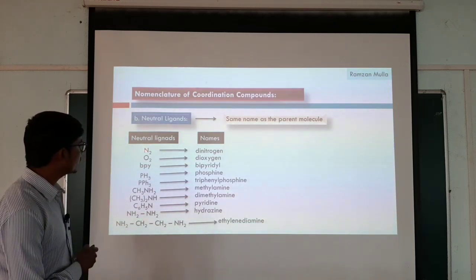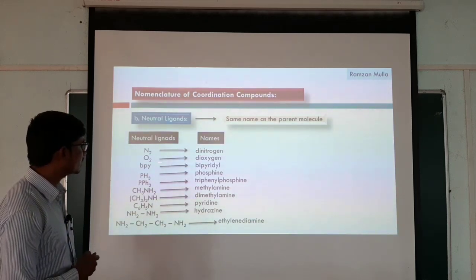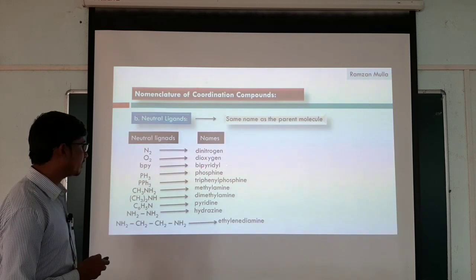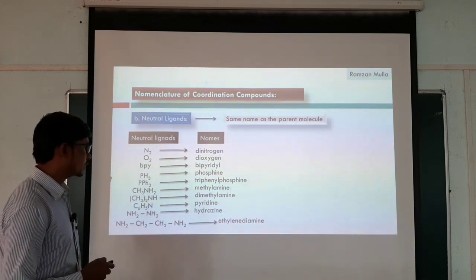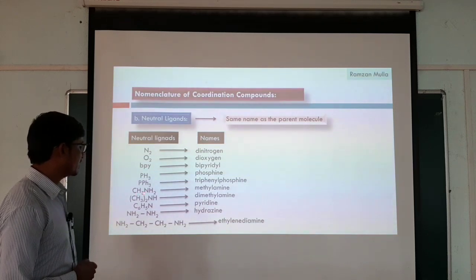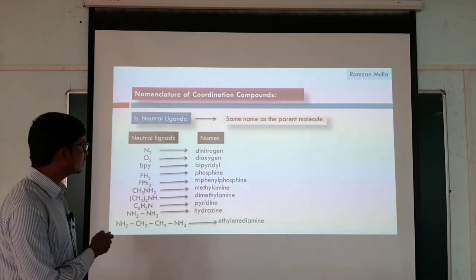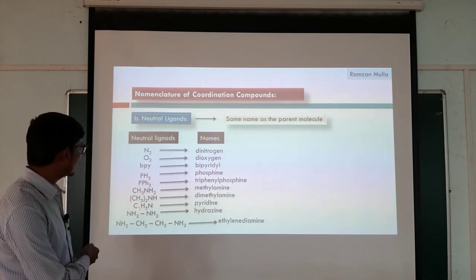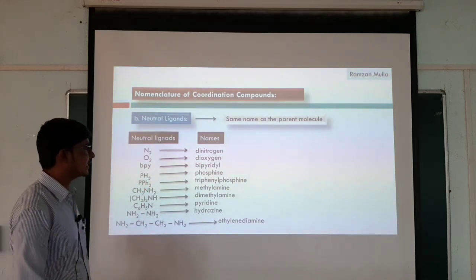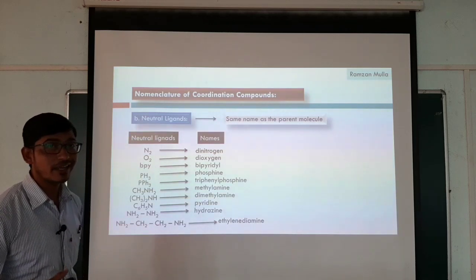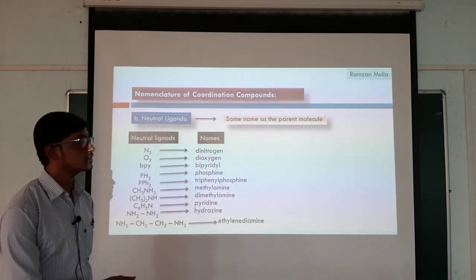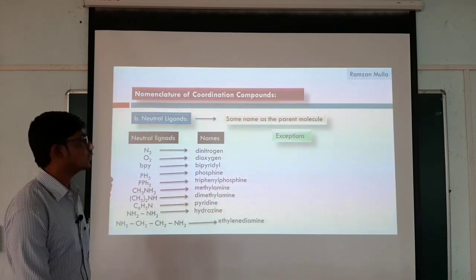Nitrogen is simply called dinitrogen. Oxygen is dioxygen. BPY is called bipyridine. PH3 is called phosphine. PPh3 is called triphenylphosphine. And CH3NH2 is methylamine. Again we have more examples over here, and we can go through all of them. But there are certain exceptions while writing the names of these neutral ligands. We will see those exceptions over here.